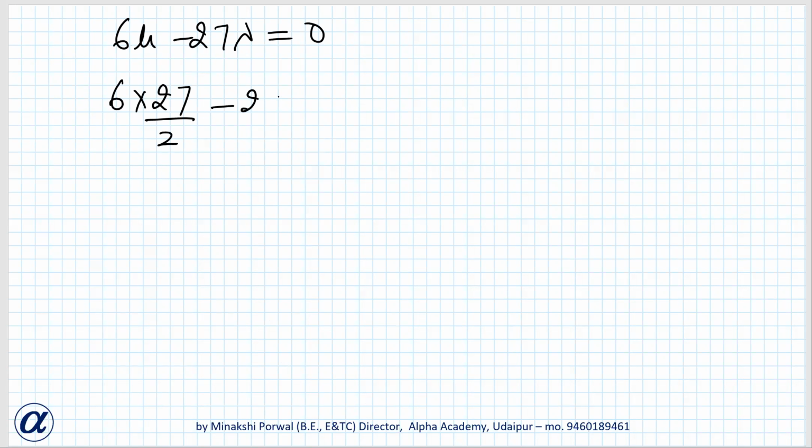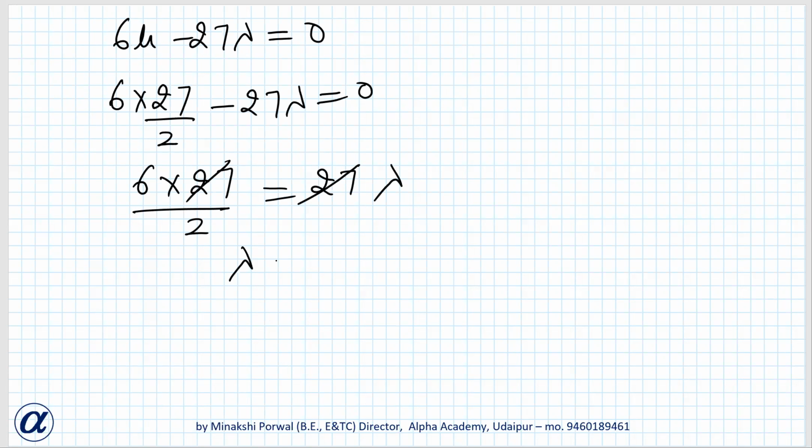Now next is 6μ − 27λ = 0. μ is 27/2, so 6 into 27/2 equals 27λ, or λ = 6/2, that is equal to 3. Okay. So these are the two answers: μ = 27/2 and λ = 3.